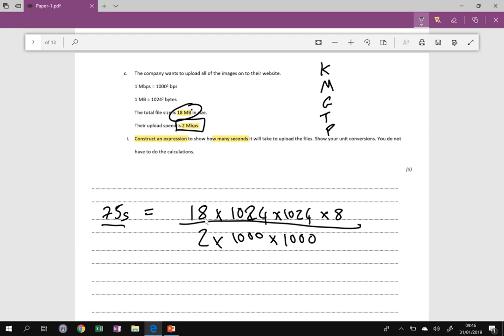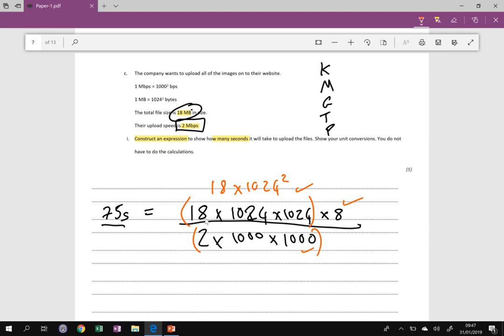So if we look at what gives you the marks here, we get 1 mark for doing 18 times 1024 squared. So we could have written this 1024 squared, that's the same as 1024 times 1024. And that gives you the total number of bytes. You get a second mark for multiplying that by 8 to get the total number of bits. You get another mark for saying the total number of bits per second is 2 times 1,000 times 1,000 for 2 megabits per second.